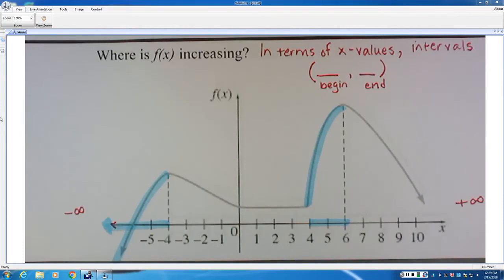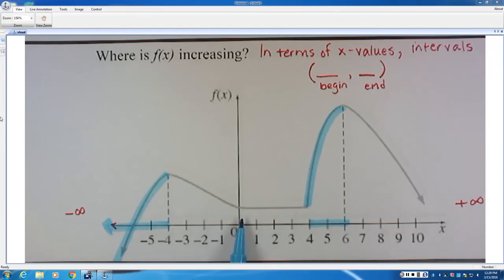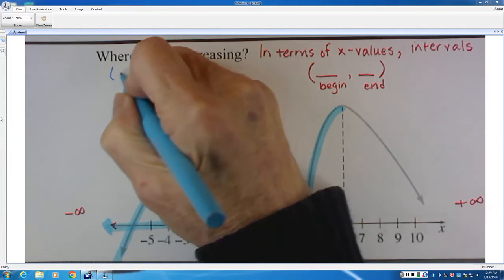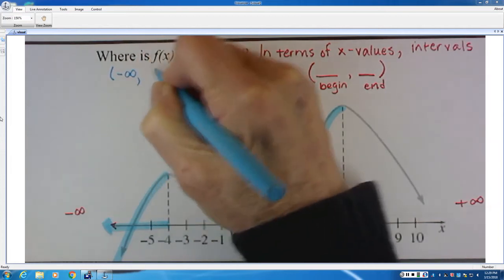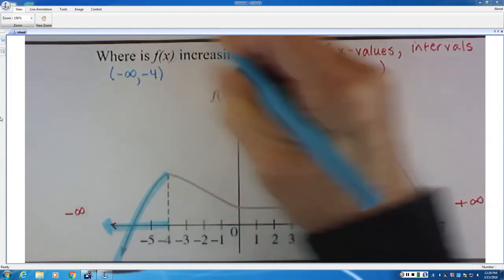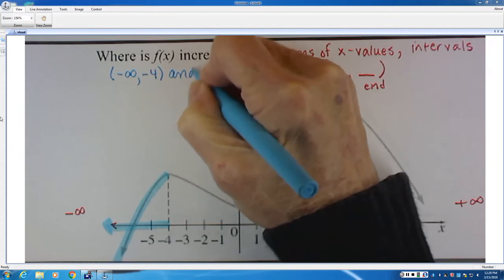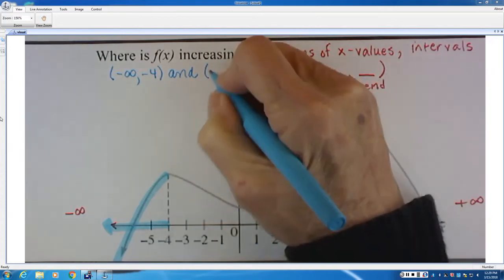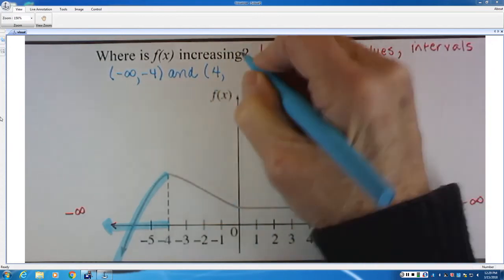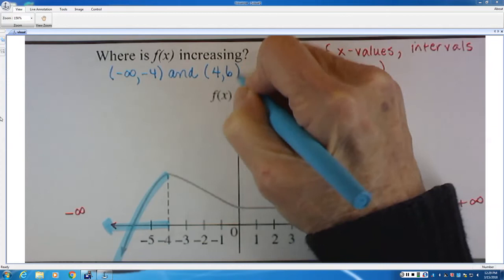So to answer my question then, where is f of x increasing? Is it increasing here? No, it's decreasing. Is it increasing here? It's constant. Not increasing here either. So the only two places it's increasing are on the intervals negative infinity to negative 4 and positive 4 to positive 6.